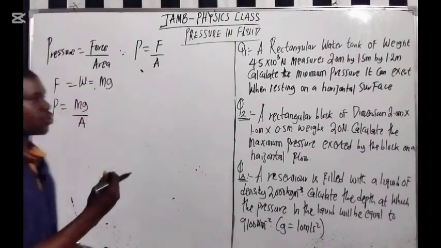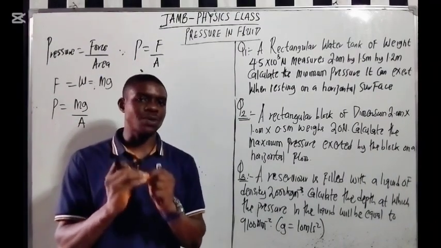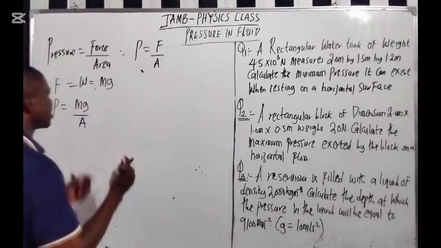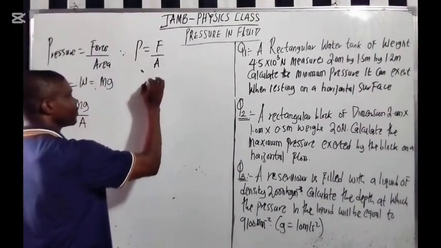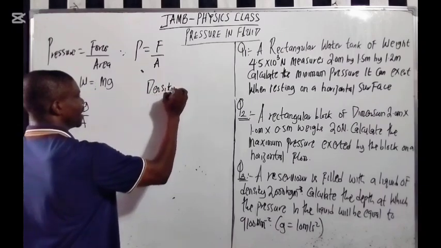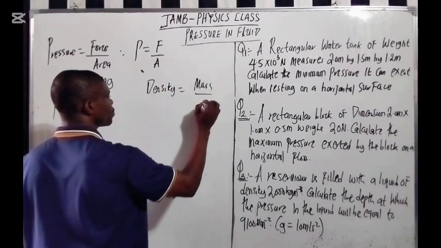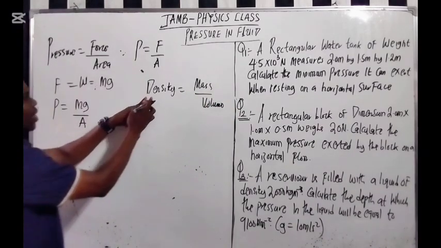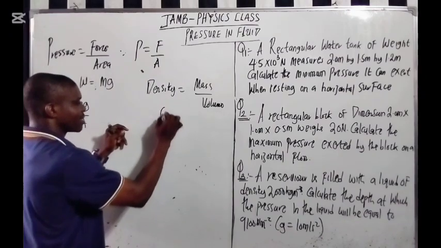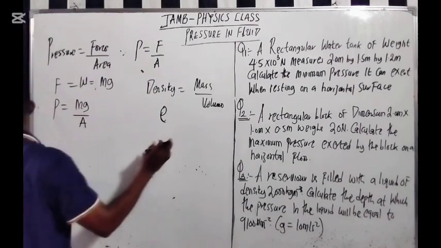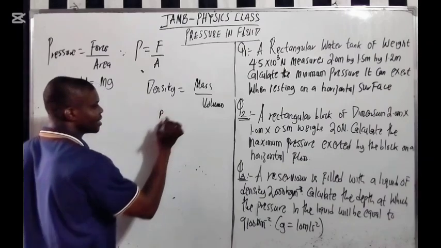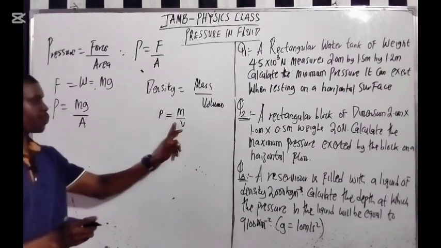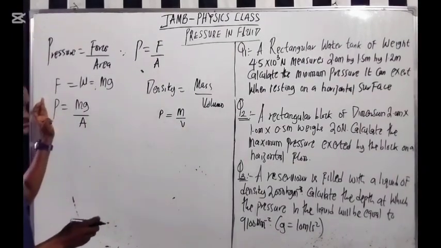Now when I talk about the pressure of a fluid, there's no way to avoid talking about the density of that fluid. Every fluid has its own density. Remember the definition of density: density equals mass over volume. The symbol for density is the small letter rho, equals m over V. There is a relationship between these two formulas.